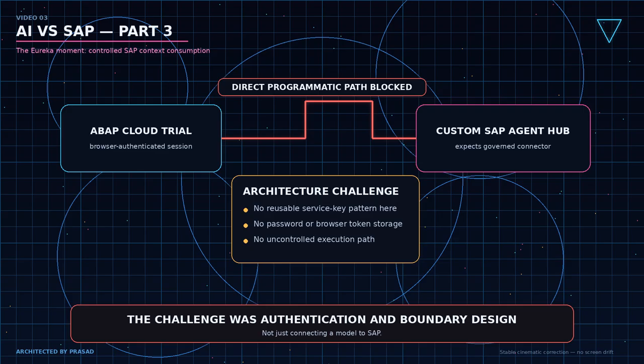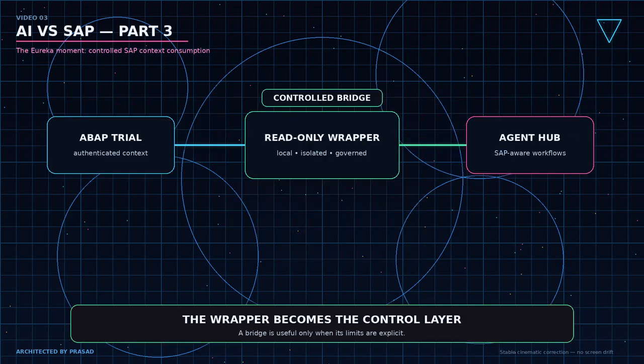The challenge started with authentication. The ABAP trial system works through browser-based login. That is fine for a developer, but a custom external application normally expects something different. Reusable credentials, service key, a programmatic authentication flow, a stable connector. But the trial system was not designed like a normal enterprise integration endpoint.